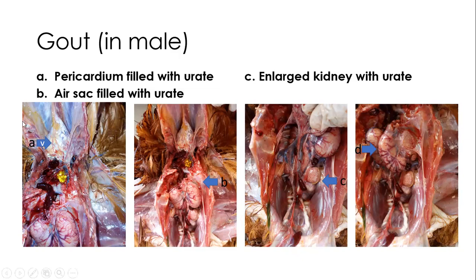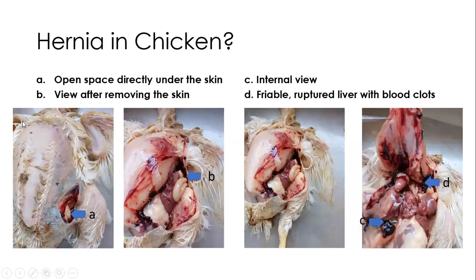So that is for that. And then we have some questionable events that we saw on the postmortem table. Take for example, look at this. I'm not too sure what to call it. Does hernia occur in chicken? I don't know. But if you look at this, immediately under the skin, you can see a perforation that is suggestive that there is no muscle. There was no muscle immediately after the skin.